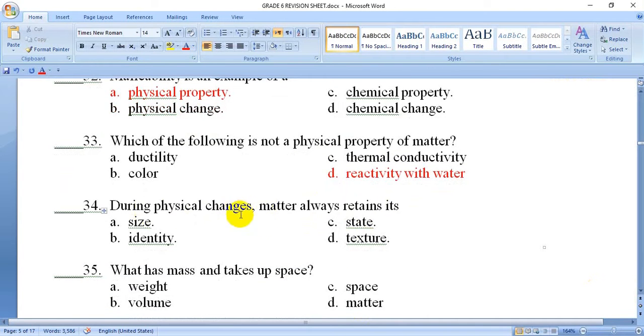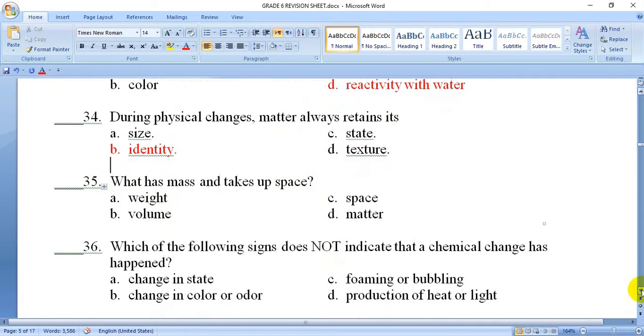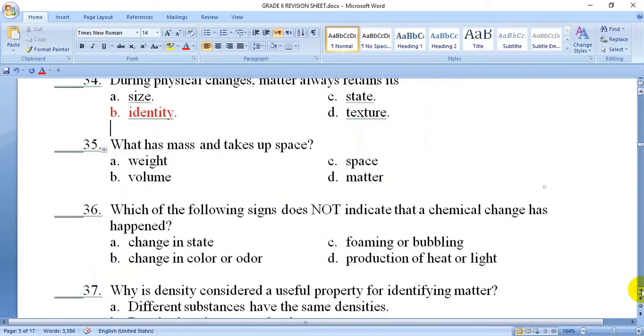During physical changes, matter always retains or keeps its... the size, the identity, the state, or the texture. Of course, it keeps its identity, so the answer will be letter B. Question 35. What has mass and takes up space? Anything that has mass and volume and takes up space is matter. Yes, so the answer will be letter D.